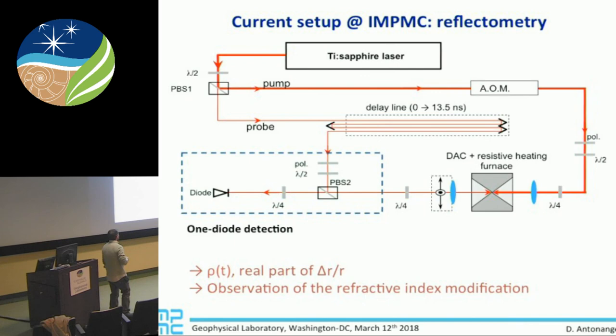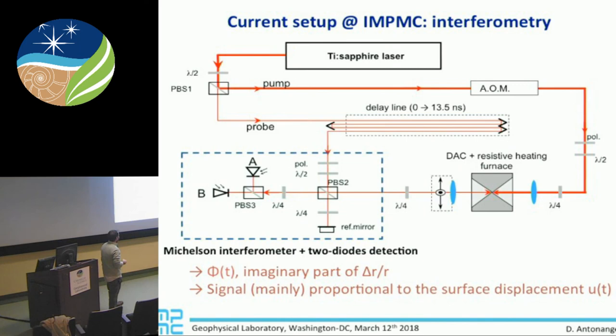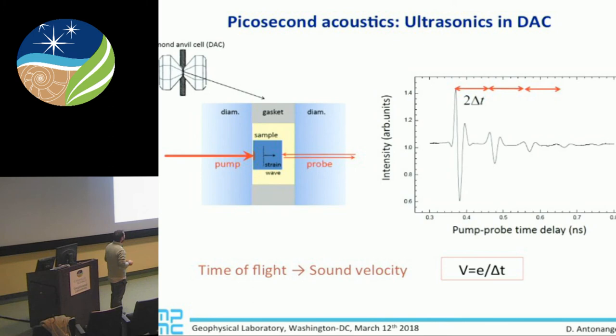Changing our detection configuration, we can move from the reflectometry geometry, where we measure the real part of the reflectivity, so we are sensitive to the refractive index modification, or we can work in the interferometry configuration. In this case, we are sensitive to the imaginary part of the reflectivity, where the signal is mainly proportional to the surface displacement. So things might look complicated, but at the end, the signal analysis is very simple.